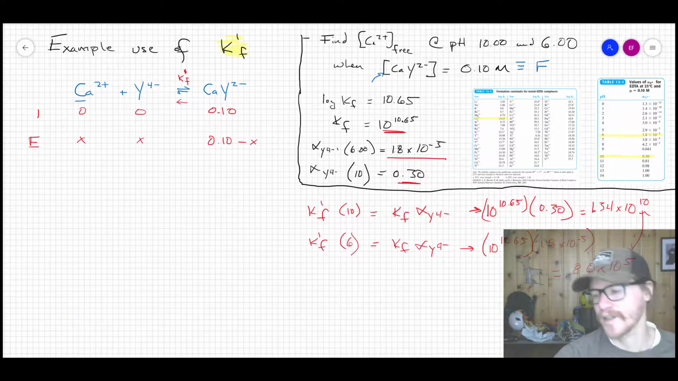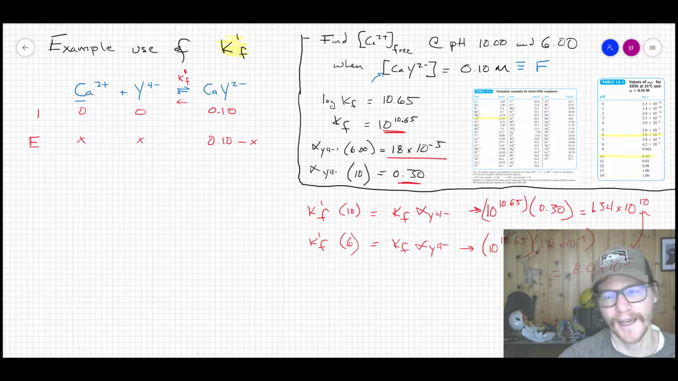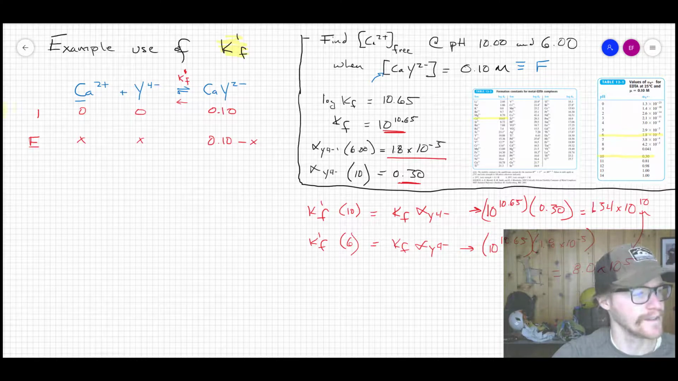I'll also mention that most protocols that utilize EDTA will have a buffered EDTA solution at pH 10 or 11, and the reason for that is because that sets Y4 minus as the dominant species in that case.